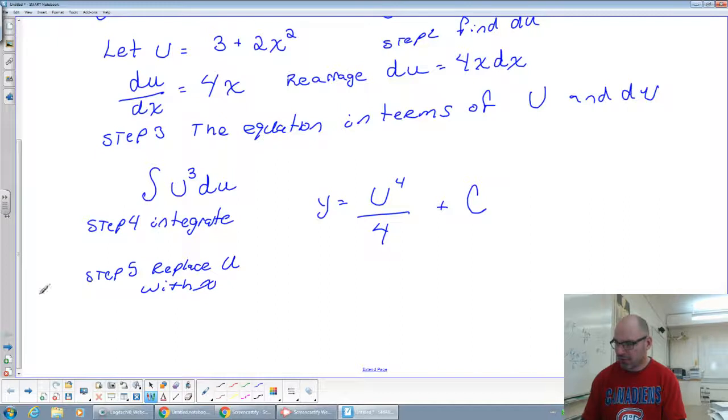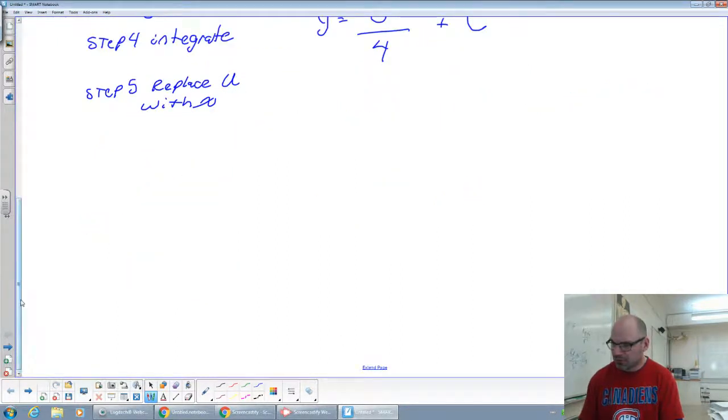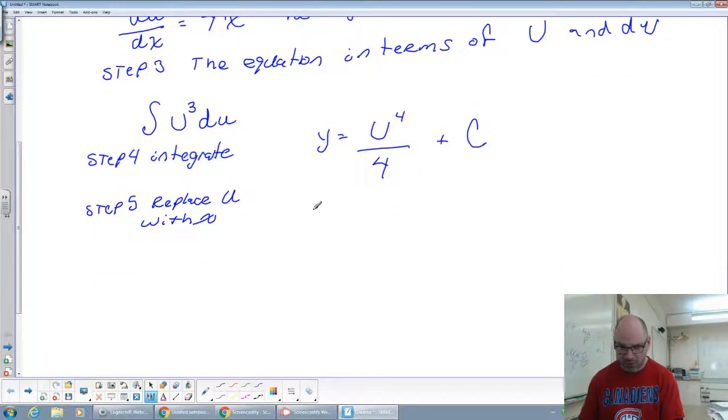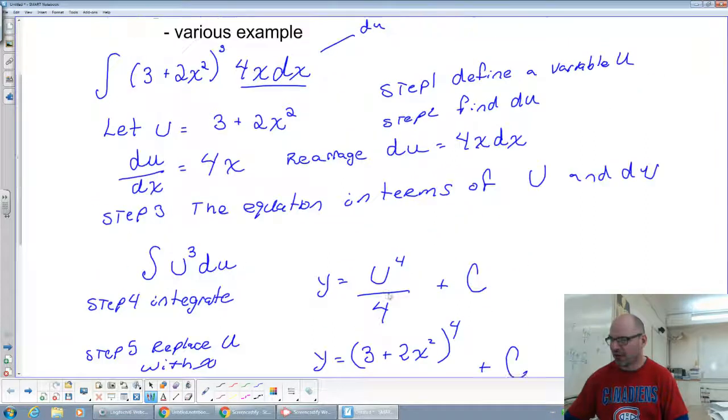Okay, replace the u with the x. In this case, we're just going to plug in 3 plus 2x squared to the power of 4. So this is going to be y equals 3 plus 2x squared all to the power of 4 over 4 plus c. Okay, can't really simplify it anymore. We could expand it out, but that'd take a long while, but that's a good enough way to do it. So there's the first type of example.